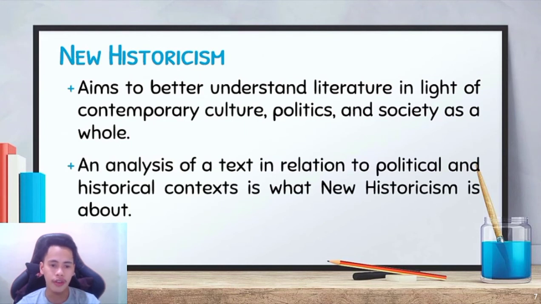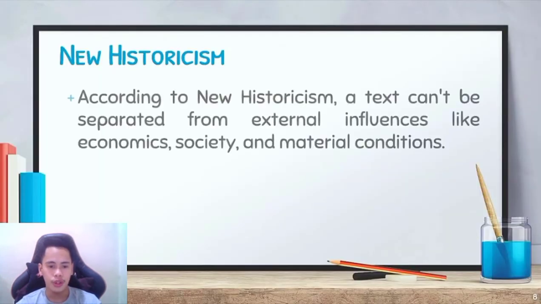An analysis of a text in relation to political and historical context is what New Historicism is about. As a result, it can be said that New Historicism is the antithesis to New Criticism. New Historicism, on the other hand, rejects the concept of text as an isolated, pure concept. According to New Historicism, a text can't be separated from external influences like economic, social, and material conditions.